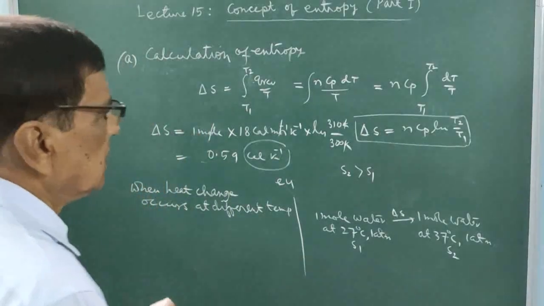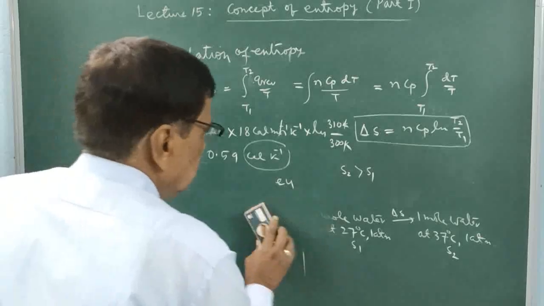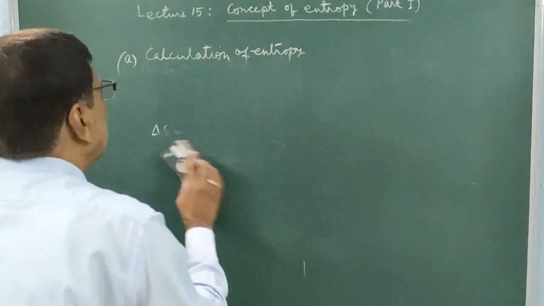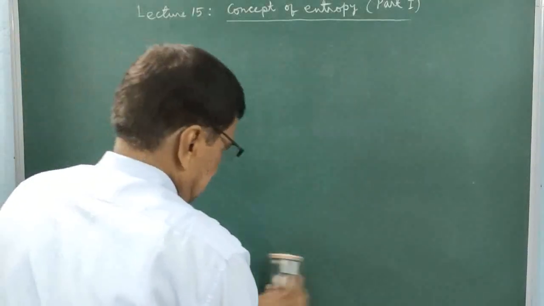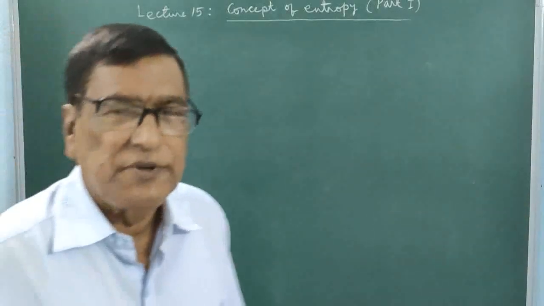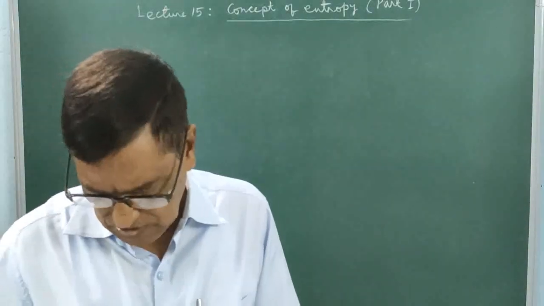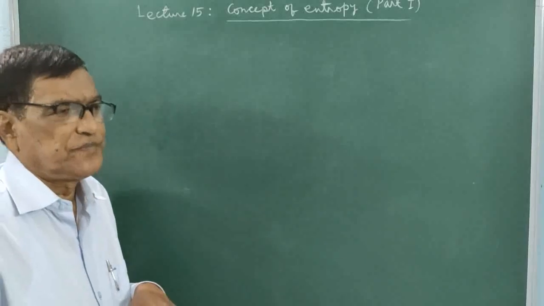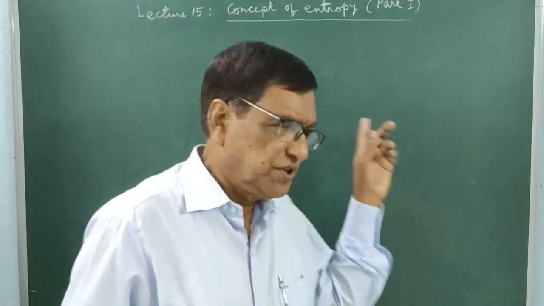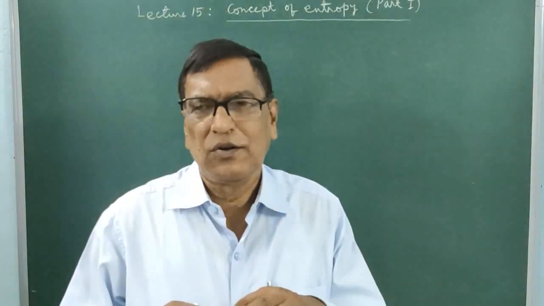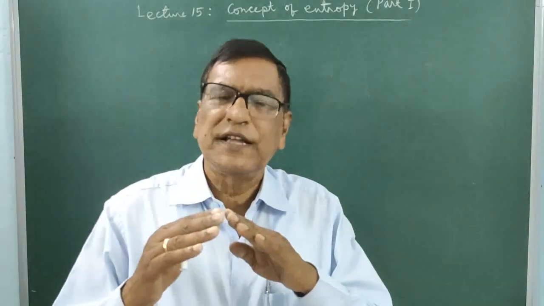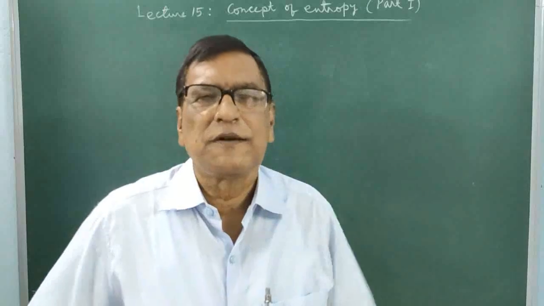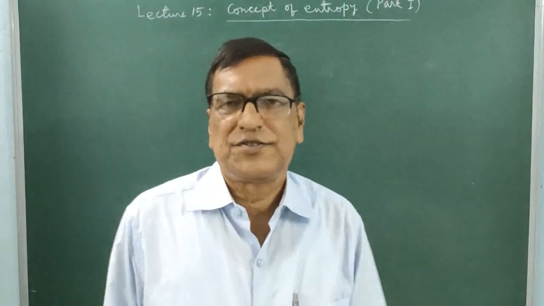So these are the two examples to show how to calculate the change in entropy for the system between definite states. So it is clear that whenever heat is being absorbed, in both cases, entropy will increase. But if there is evolution or rejection of heat from this system, then entropy will decrease.